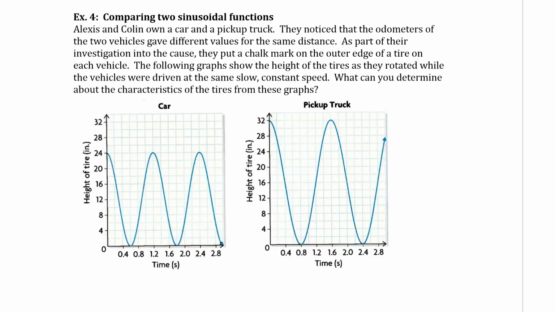Example number 4, comparing two sinusoidal functions. Alexis and Colin own a car and a pickup truck. They notice that the odometers of the two vehicles gave different values for the same distance. As a part of their investigation into the cause, they put a chalk mark on the outer edge of the tire on each vehicle. The following graphs show the height of the tires as they rotated while the vehicles were driven at the same slow, constant speed.